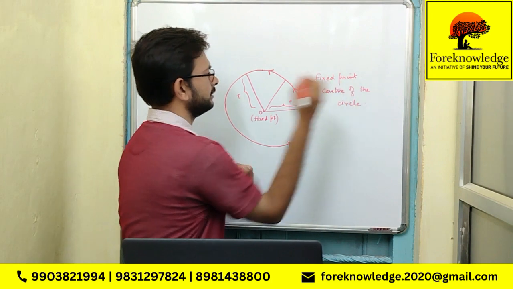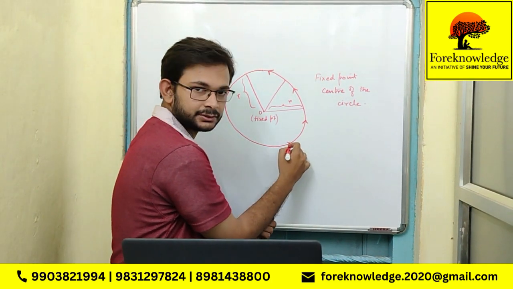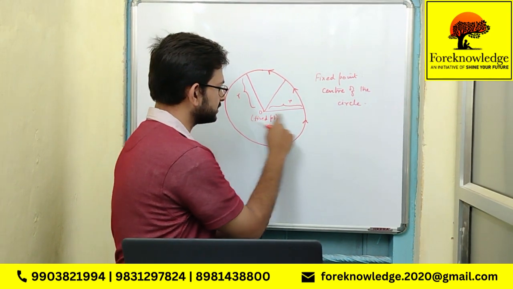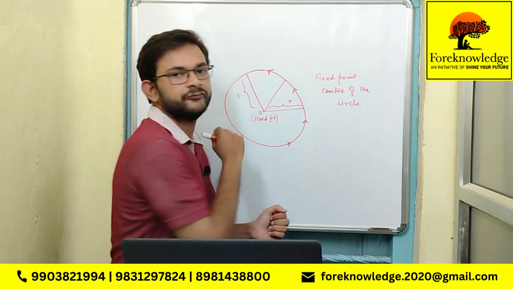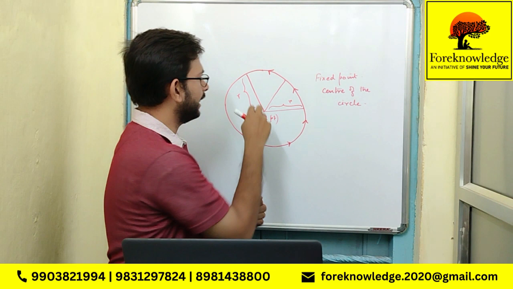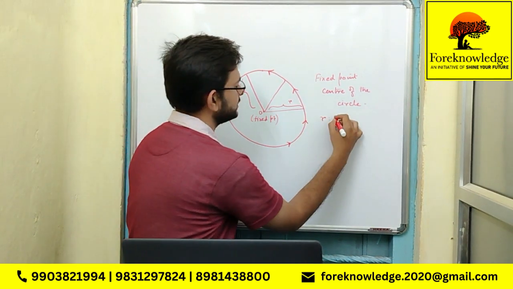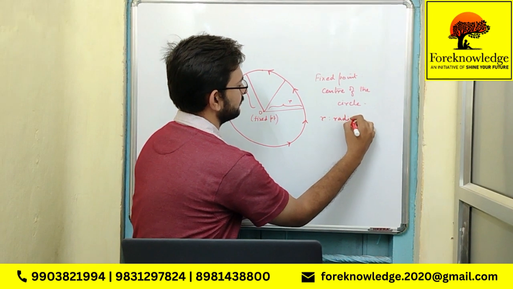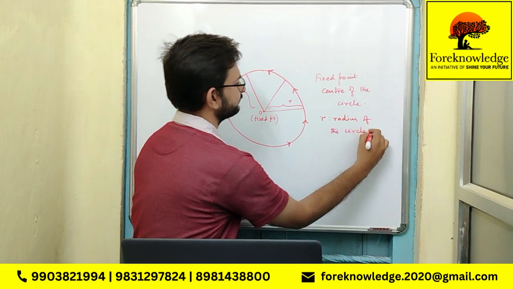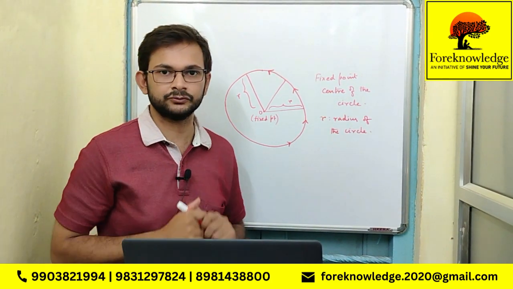So a circle is nothing but a curve which is traced out by a point which is moving on a plane, maintaining a constant distance from a fixed point. The point is called the center of the circle, and this fixed distance R is called the radius of the circle. I hope the circle is clear to you.